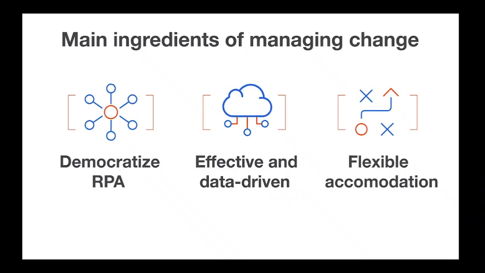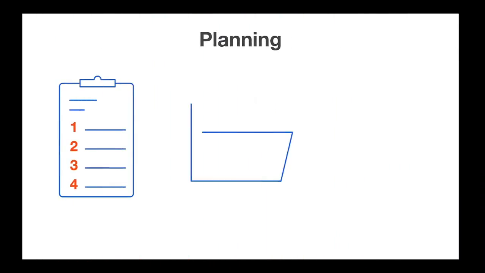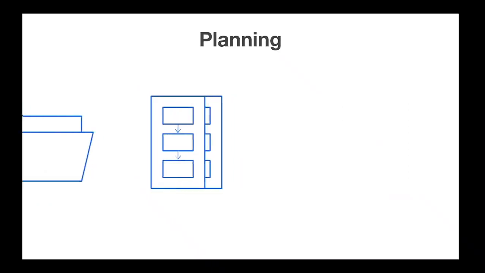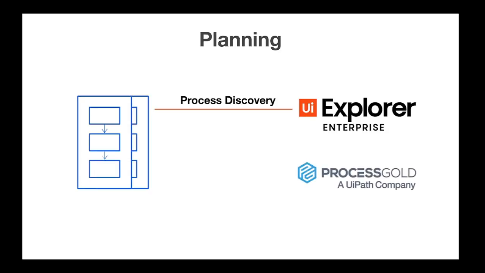Let's see how each of these are addressed in the end-to-end automation lifecycle and how the UiPath Enterprise RPA platform makes all of this easier. Planning. This is about defining governance and using data to pick the right processes for automation. When it comes to selecting the right processes, the UiPath Explorer can be used for process discovery, and UiPath Process Gold can be used for process mining.